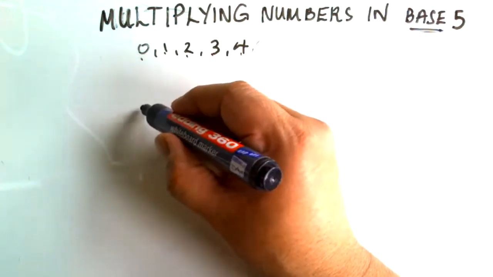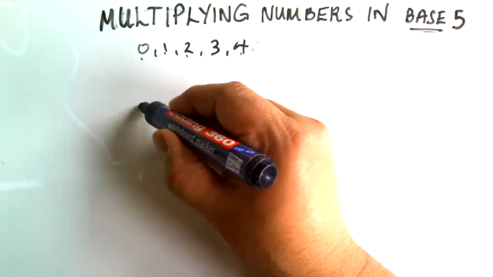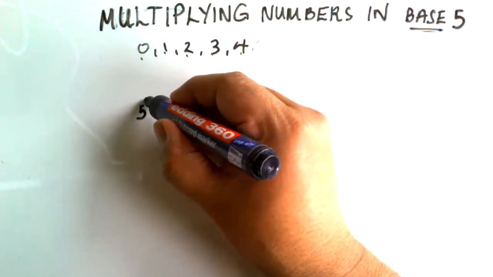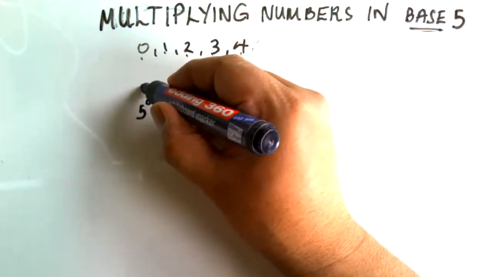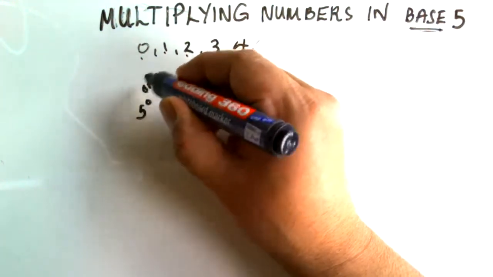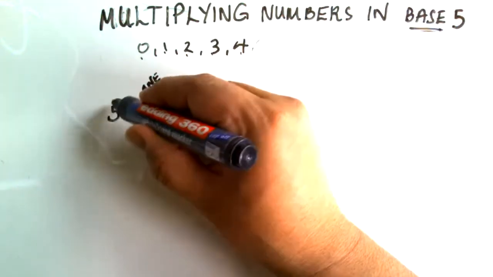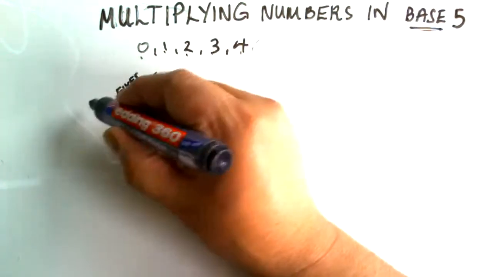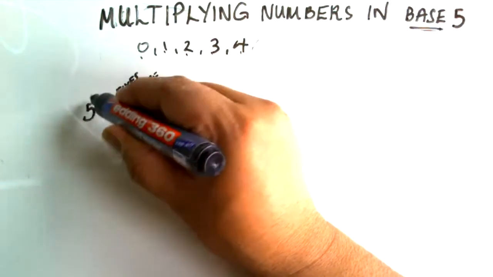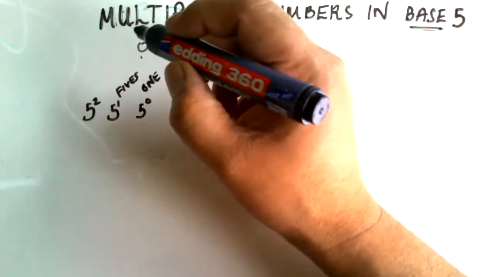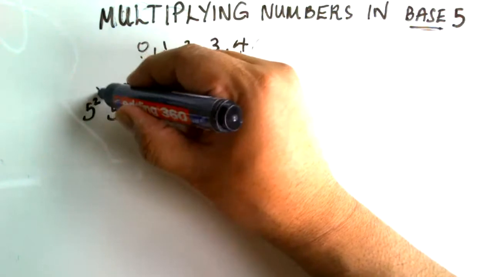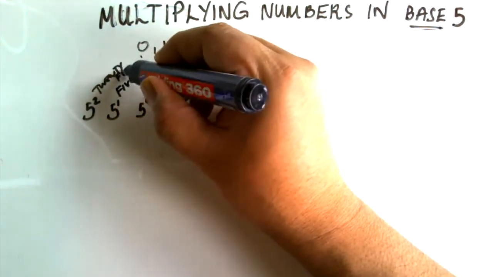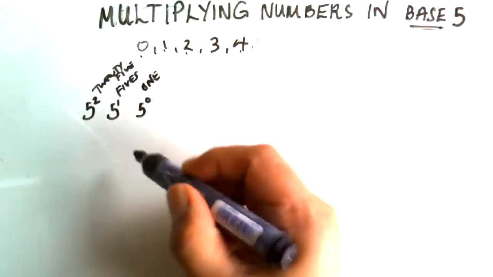So in base 5, we always have the first place value of 5 raised to the power of 0, which is equivalent to 1. Next one is 5 raised to the power of 1, which is a group of 5s. And 5 raised to the power of 2, which is 5 of 5, which is 25. So let's just stay within this.